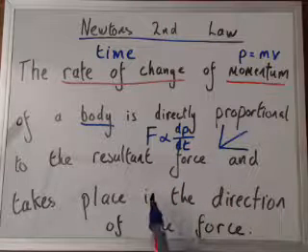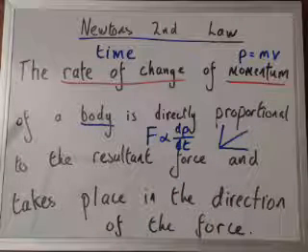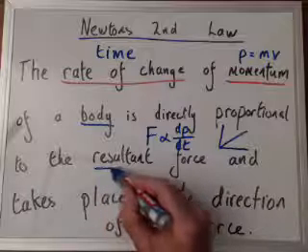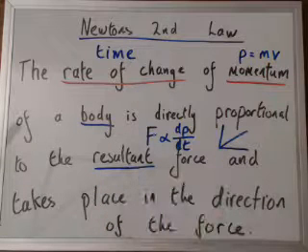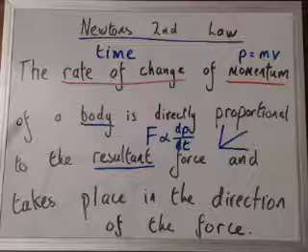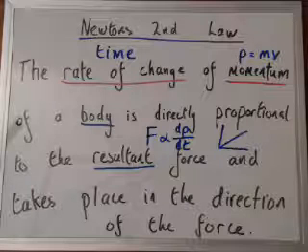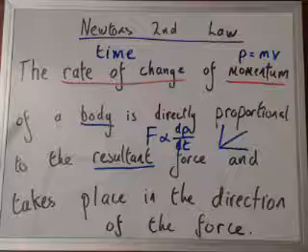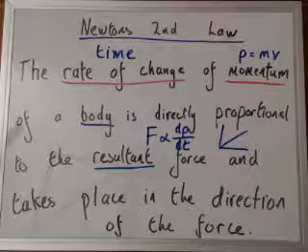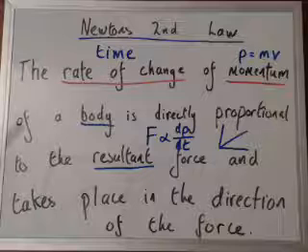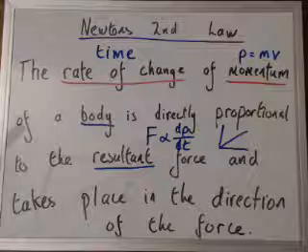To the resultant force. Resultant means if you've got two forces acting on the object in opposite directions, it is the larger force take away the smaller force. So it is the difference between the forces, and it takes place in the direction of the force. So that makes sense. If the resultant force is acting at 30 degrees to the horizontal, therefore the rate of change of momentum is acting at 30 degrees to the horizontal.